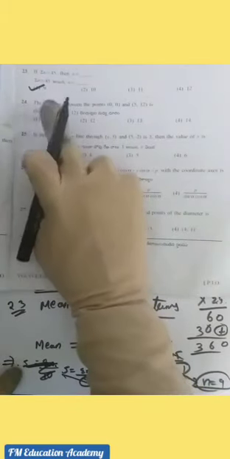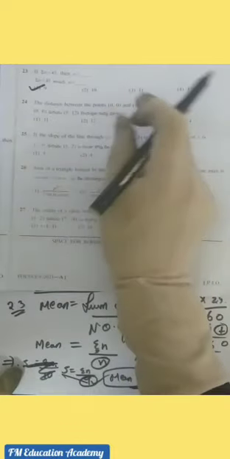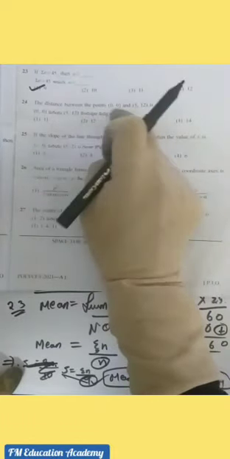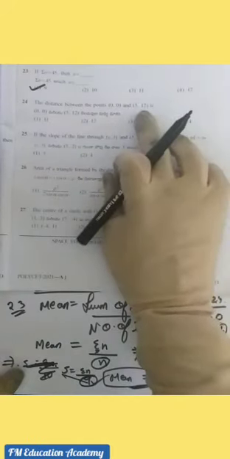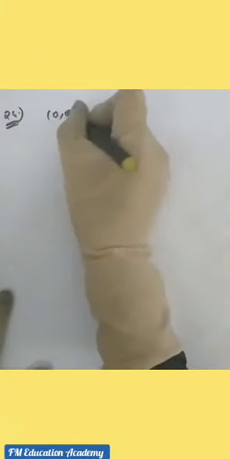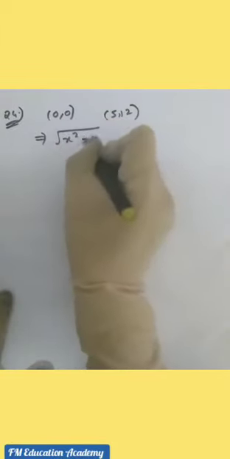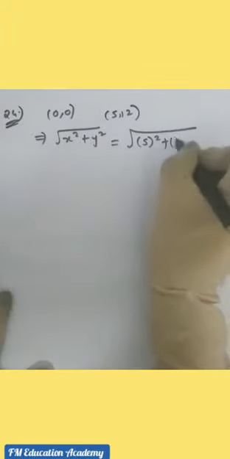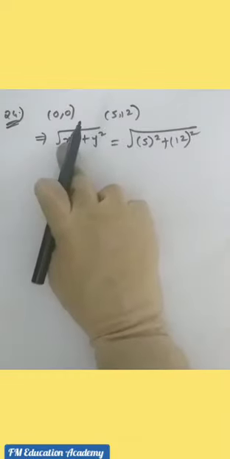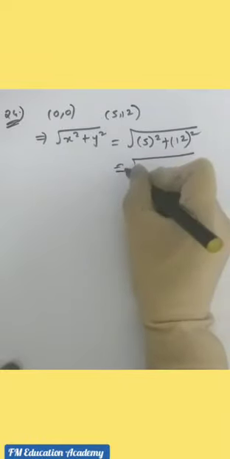Observe the 24th question: the distance between the points (0, 0) and (5, 12) is. How to find the distance between the points? We know the distance from a point to the origin is root of x square plus y square. Here, root of 5 square plus 12 square. We can do this directly because one point is the origin, (0, 0).